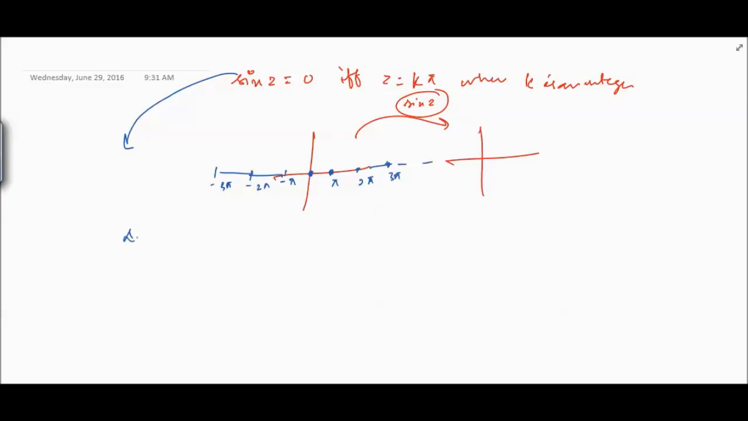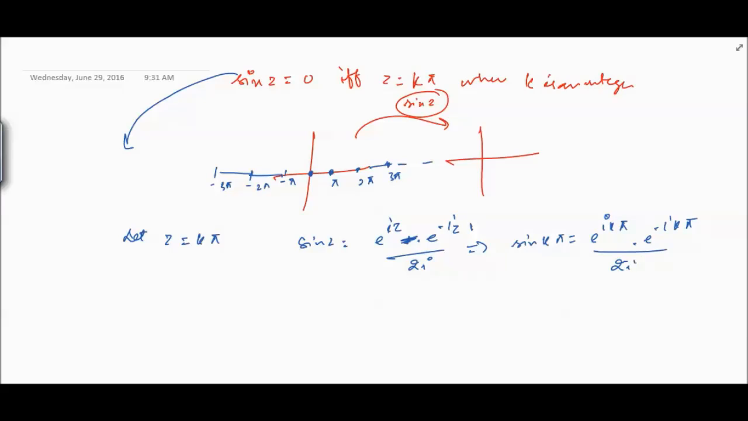So first let z be equal to k pi. Then you can see what sine of z is. Sine of z is equal to e raised to the power iota z minus e raised to the power minus iota z, upon 2i, right? For k pi you have sine of k pi is equal to e raised to the power iota k pi minus e raised to the power minus iota k pi, upon 2 iota. Now what is this? This is minus 1 raised to the power k, minus again minus 1 raised to the power k, divided by 2 iota. So this is 0.